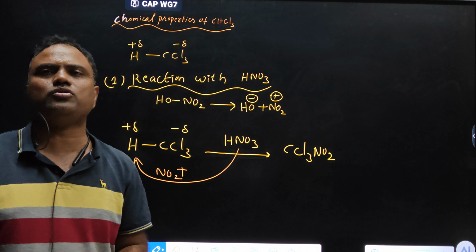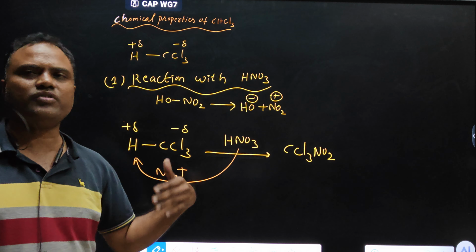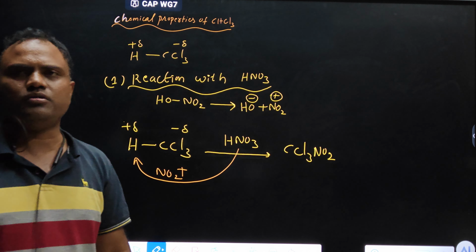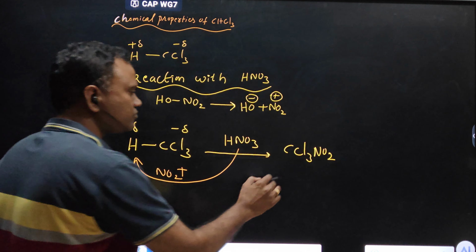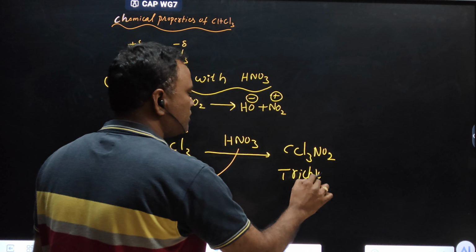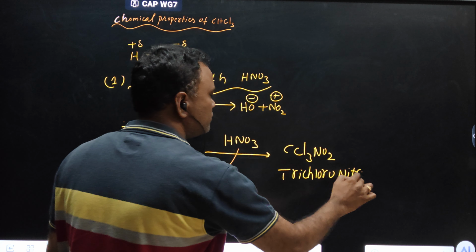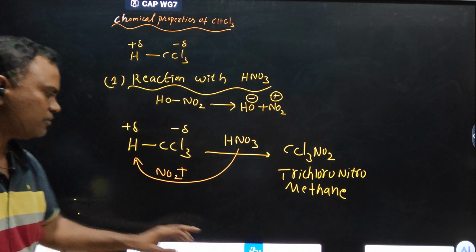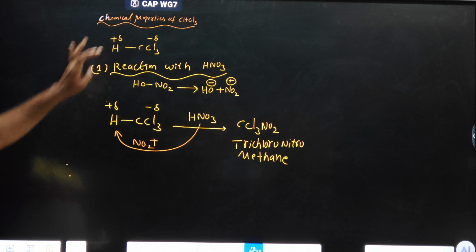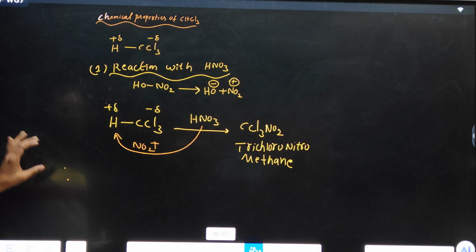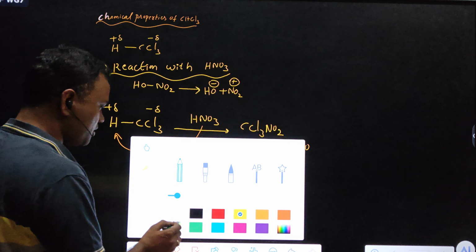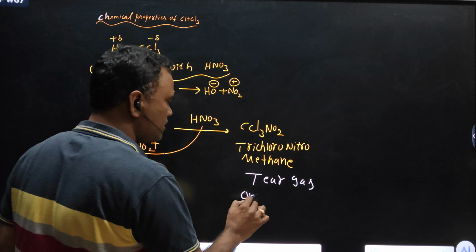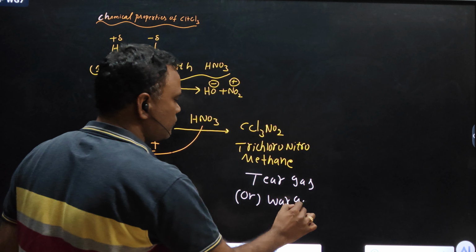Generally, if one carbon is present, the root word is meth. That's why I am ending the name as methane. Trichloronitromethane. Names are important. Trichloronitromethane is commonly called tear gas, or it is also called war gas.